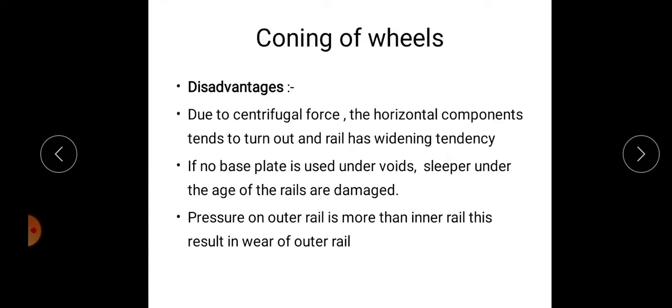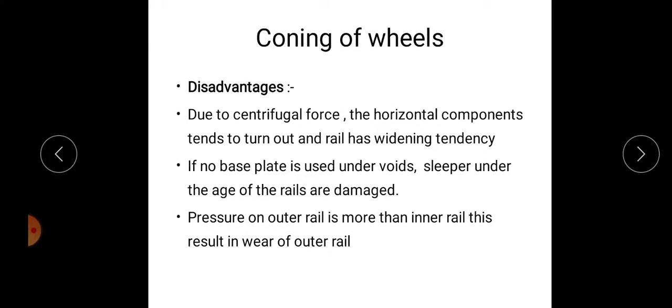Next, disadvantages. First, due to centrifugal force, the horizontal component tends to turn outward and the rail has a widening tendency. That is, in the horizontal curve, the outer portion has to increase, so to provide this bigger coverage on the outer rail, we are providing coning of wheels. Second, if no base plate is used under the rails, the sleeper under the edge of the rails will get damaged. That is the next disadvantage of this coning.